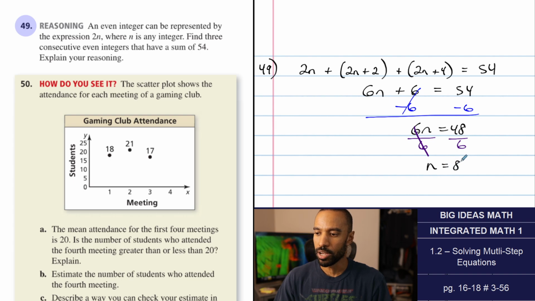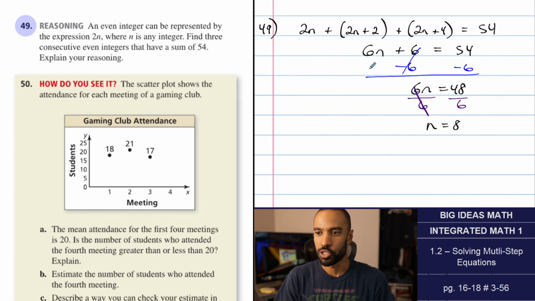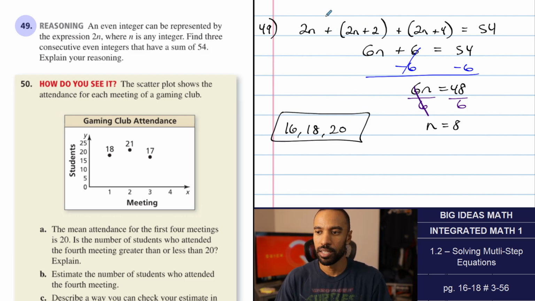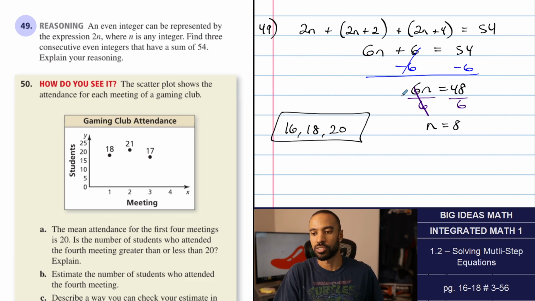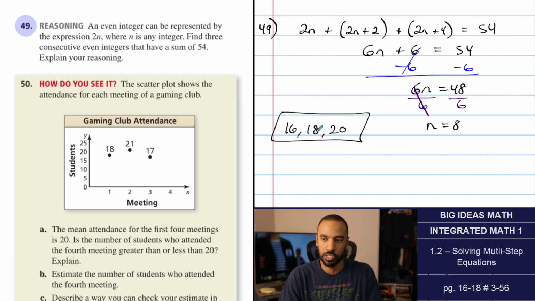So the question was, what are the 3 consecutive integers? The first integer was 2 times 8, which is 16. The second integer was 16 plus 2, which is 18, and the next consecutive integer is 20. Explain. The math was the explanation in that case. Does that work? 16 plus 18 is 34. 34 plus 20 is 54. Yes. And they're all even.